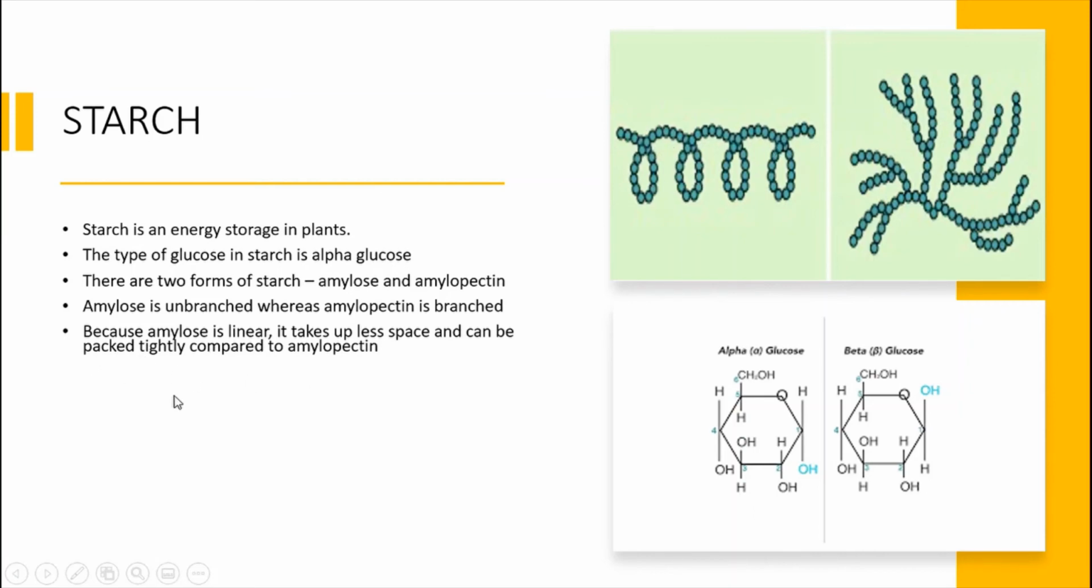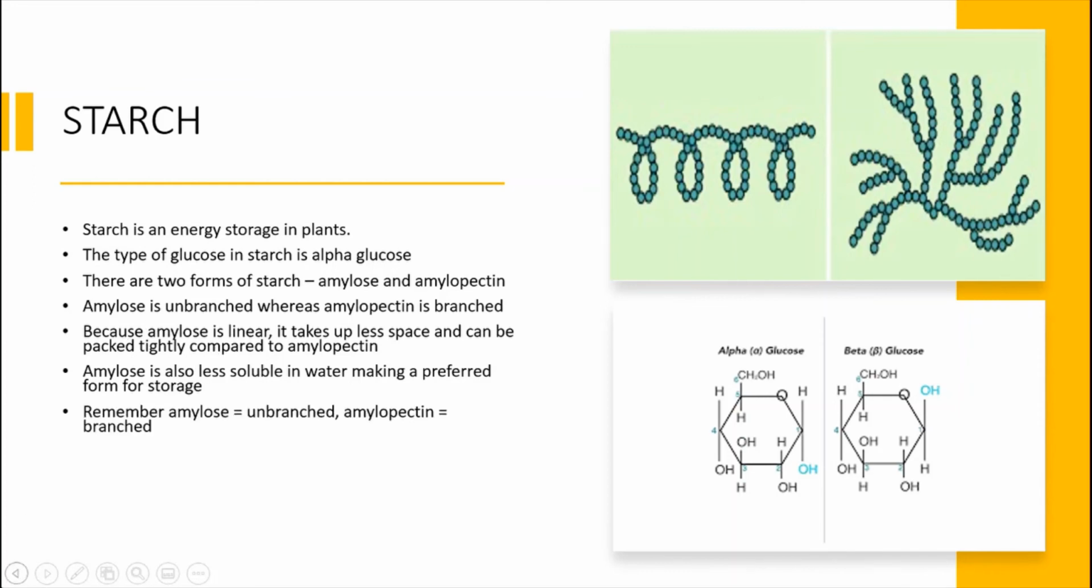Because amylose is unbranched, it takes up less space and can be packed more tightly compared to amylopectin. So amylopectin is branched and so cannot be nicely and neatly stacked, whereas amylose is unbranched and so it can be tightly packed for more energy storage. Amylose is also less soluble in water. Amylose is the more preferred form of storage in plants, and this is because it is less likely to be dissolved or destroyed by water, and also because it can be tightly packed compared to amylopectin. So remember, amylose is unbranched, whereas amylopectin is branched.